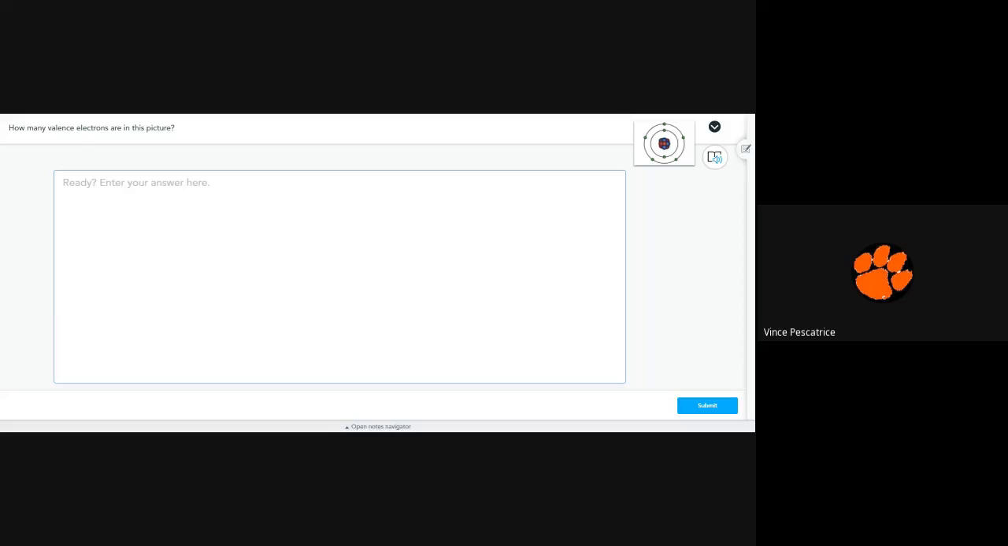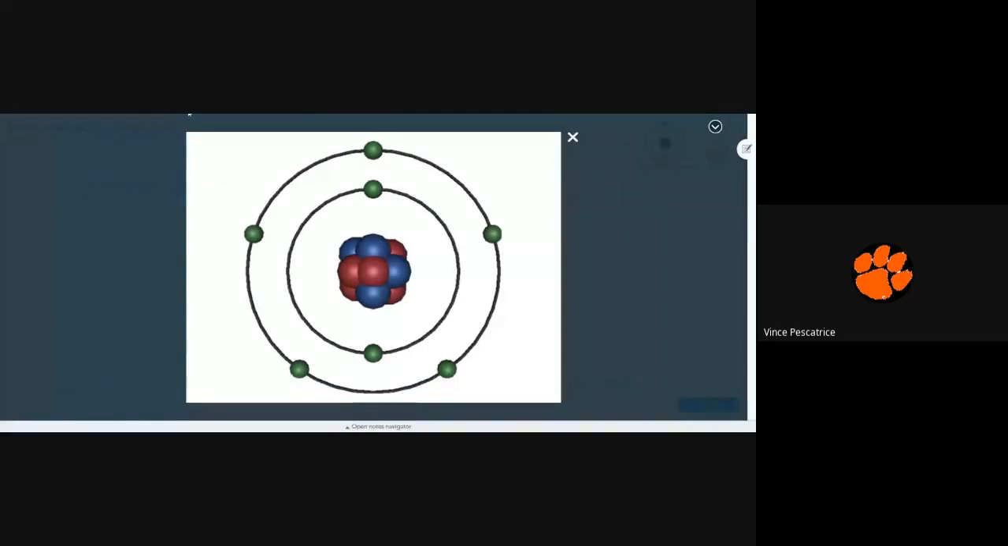All right, we're going to take a look at this one. This asks for the number of valence electrons. The definition says valence electrons are the electrons in the outermost energy level. Each ring is an energy level, so the ones on the outermost energy level are right here. That's 1, 2, 3, 4, and 5. So the correct answer is 5.